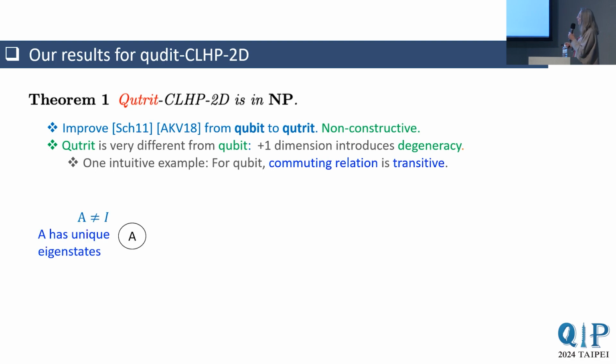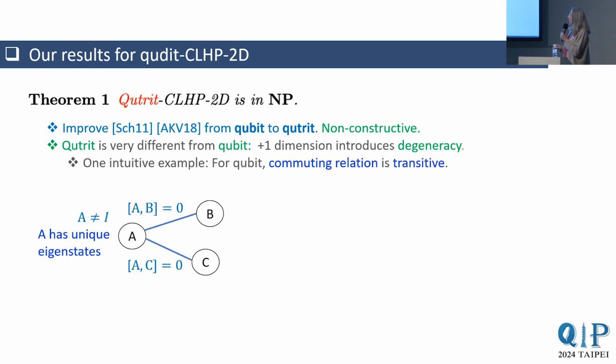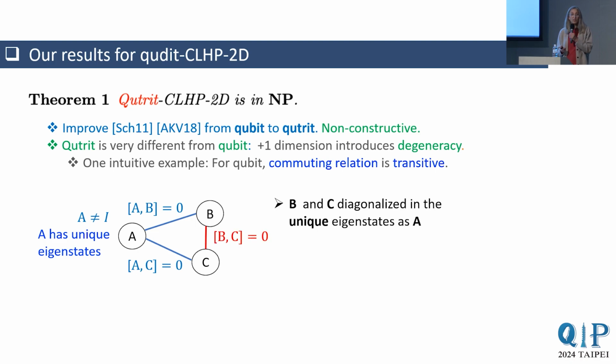And in particular, to illustrate the difficulty in going up 1 additional dimension: in the qubit case, commutativity acts transitively. So in other words, if I have an operator A operating on a qubit and it's not the identity, then it has unique eigenstates. If A commutes with B and A also commutes simultaneously with C, and they're all operating on a qubit, then we know that B and C mutually commute. This doesn't hold in the qutrit case. So this illustrates that the problem is considerably more complex.